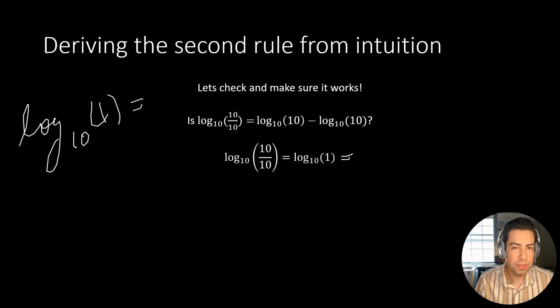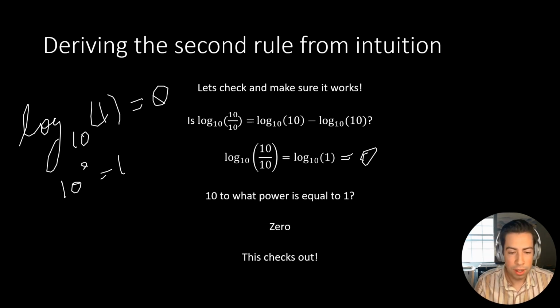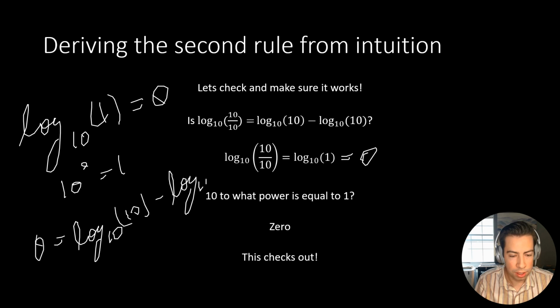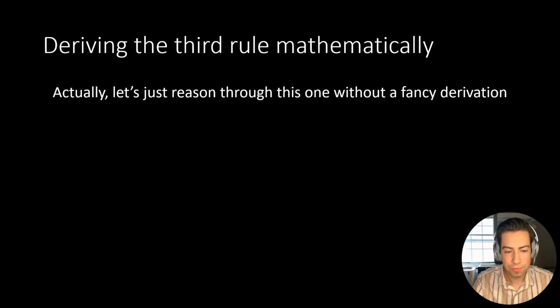So we ask ourselves, 10 to what power equals 1? And we know that 10 to the 0 equals 1. So therefore, this is equal to 0, okay? Now, guys, if we go over here, let's go ahead and write it out. So I have 0 equals log base 10 of 10 minus log base 10 of 10. And I have to ask myself 10 to what power equals 10, and it's just 10 to the 1. So I have 0 equals 1 minus 1, and that is going to equal 0. So that checks out.